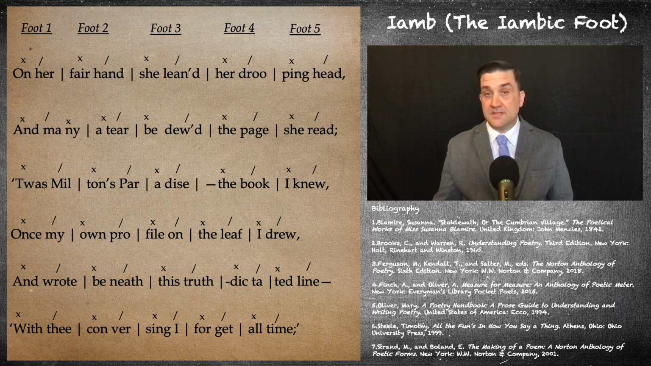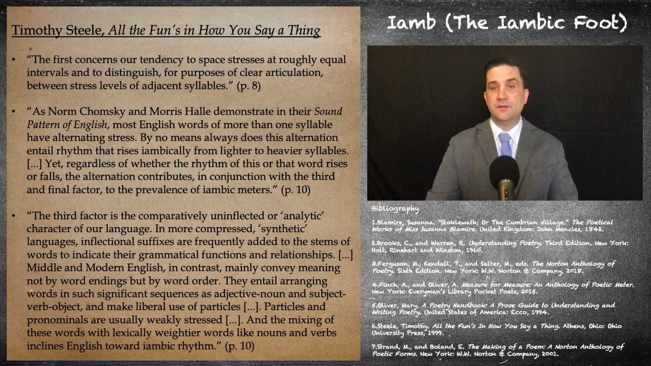As the literature on the subject tells us, the iamb is by far the most common metrical foot in the English language. Timothy Steele says that there are at least 3 reasons for this. The first concerns our tendency to space stresses at roughly equal intervals and to distinguish, for purposes of clear articulation, between stress levels of adjacent syllables.